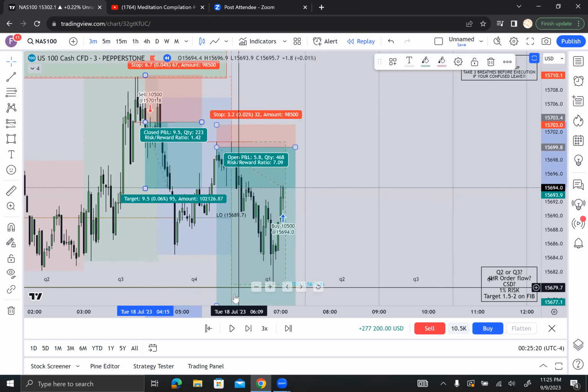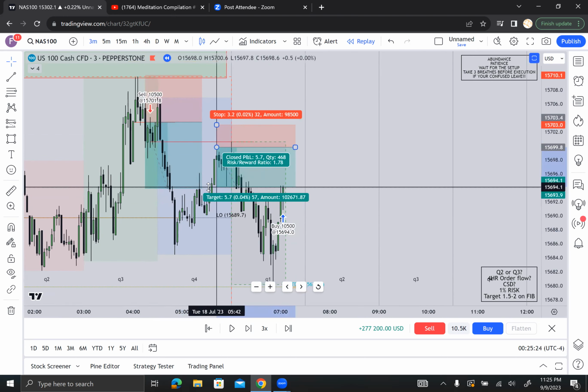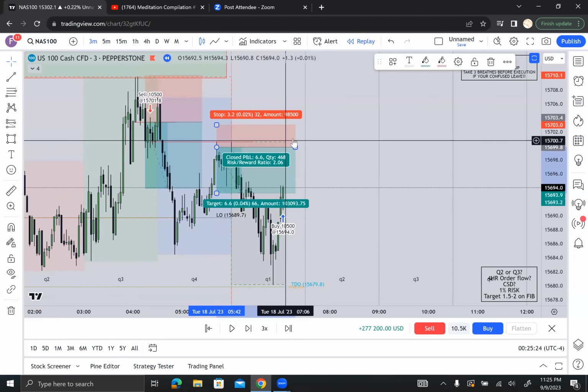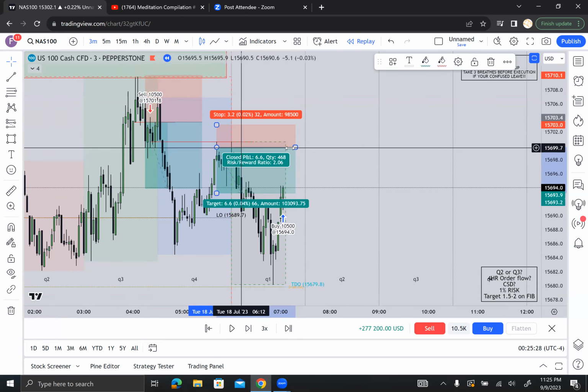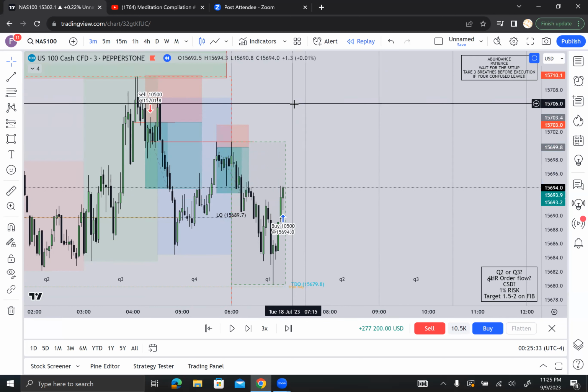So here, both were in profit. Very good trades. That was for London, not our session, right? These are just back tests for me to read price pretty much.